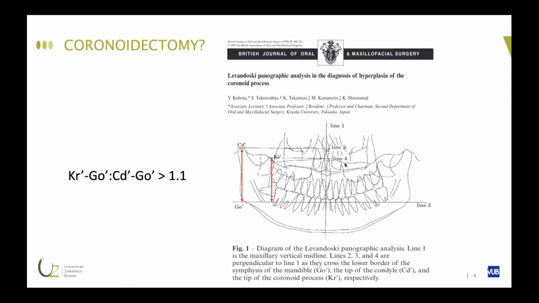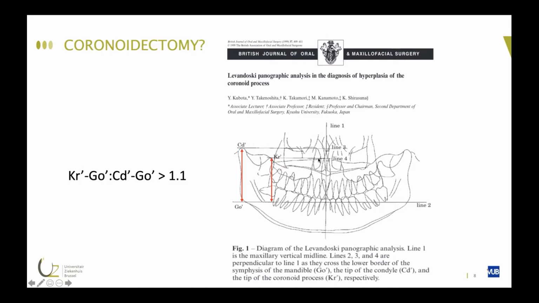It is important during the planning of the case to know if the contralateral joint will collaborate, but also if the coronoid process will not hinder mouth opening. There are two image-based diagnostic tools to check coronoid hyperplasia, whether it's absolute or relative. The first is by looking at the panorex view. Eyeball horizontal lines touching gonion, line 2, condyle, line 3, and the tip of the coronoid process, called KR here, line 4.